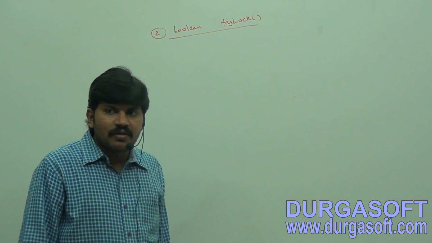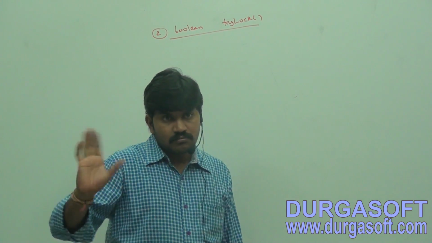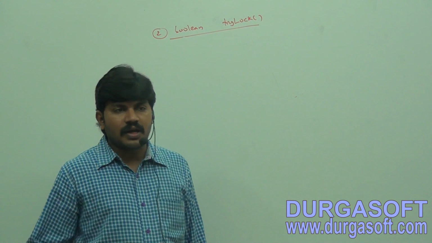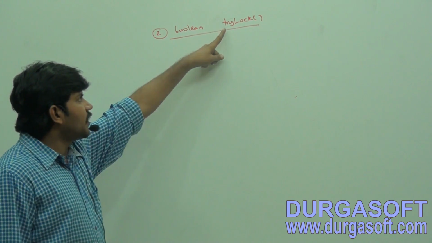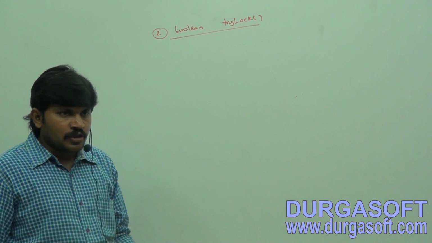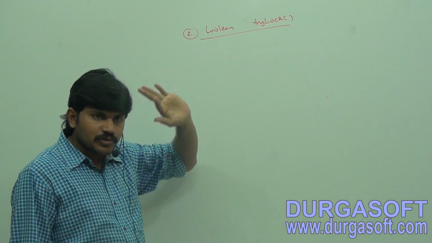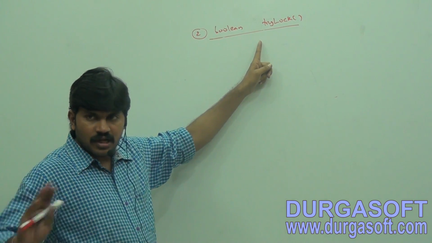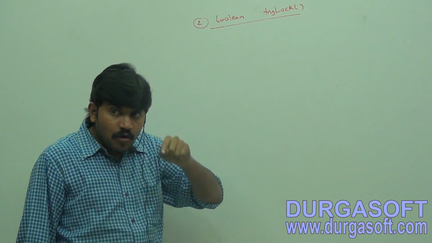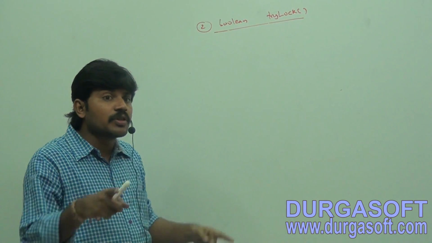If it is not available, what will happen? I won't wait. I will continue with an alternative operation. If it is available, it returns true and gets the lock. If it is not available, it returns false. Once it is false, I won't wait, I will continue further. Then how can we try for the lock without waiting?